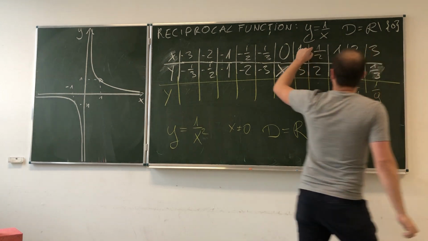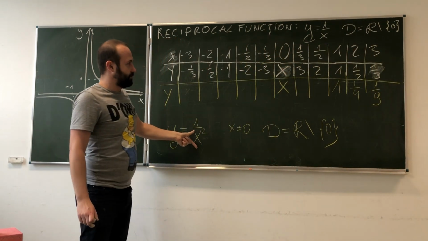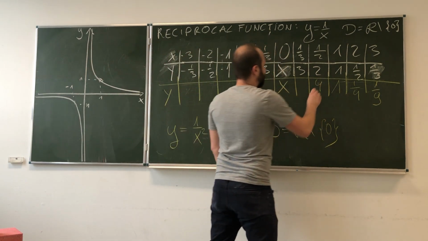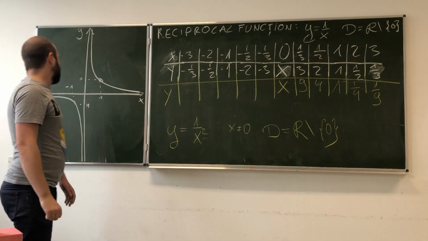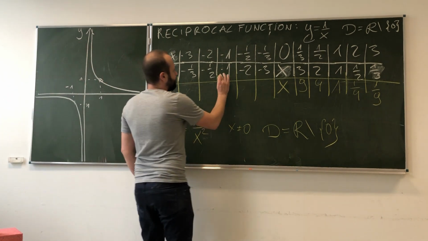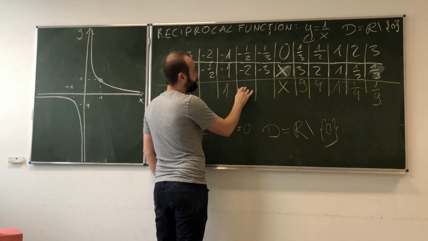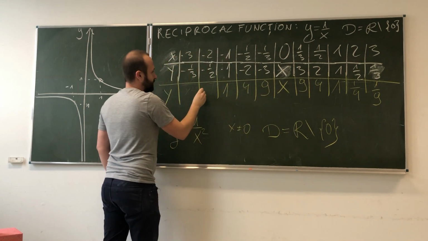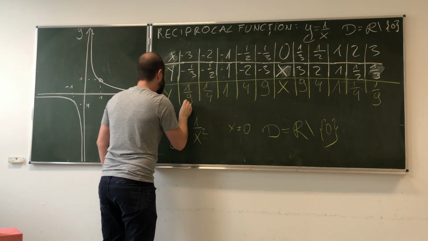Now, what about if x is 1 over 2? Well, 1 over 2 to the power of 2 is 1 over 4. When we divide by 1 over 4, we get 4. So here we will get 9. Okay, so now let's go to negative numbers. Here we will have 1. Here, 1 over 2. We will have 4. We will have 9. We will have 1 over 4. We will have 1 over 9.